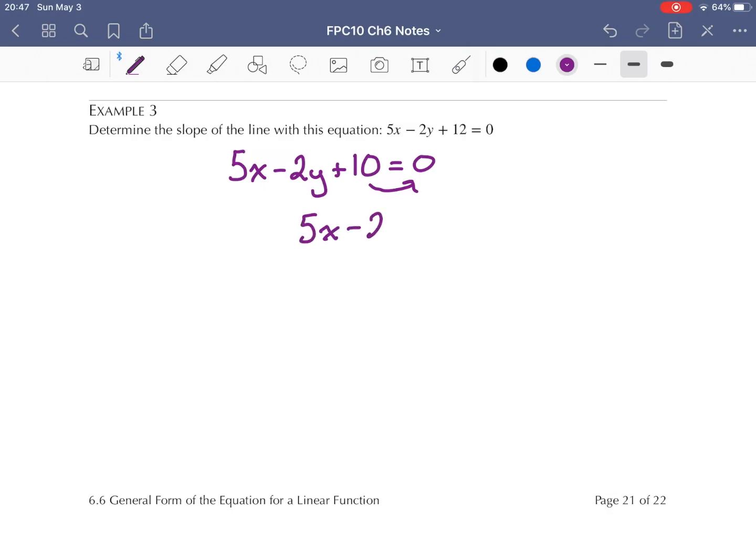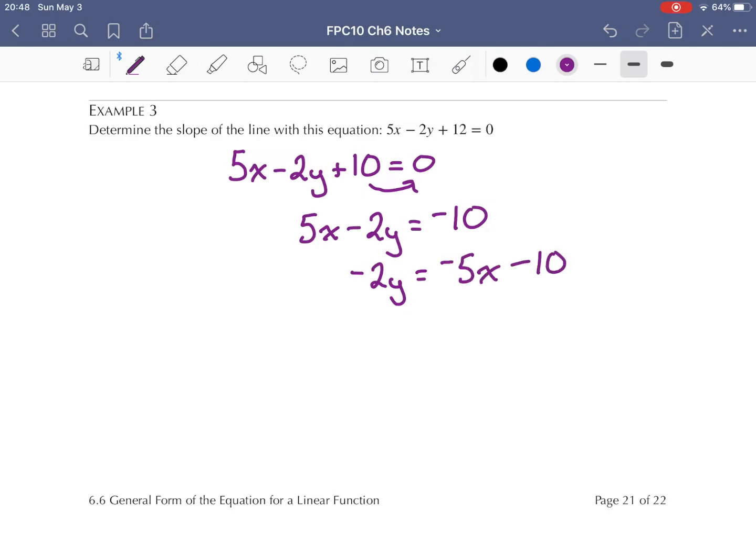So let's start doing that. I'm going to take the 12 over to get minus 12 on the other side. So 5x minus 2y equals minus 12. Now I'm in standard form. Up here I was in general form. This was general form. Now I'm in standard form.